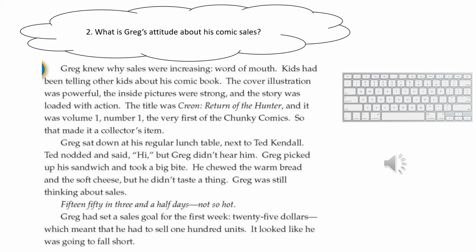Number 2. Type your answer underneath it. What is Greg's attitude about his comics? Does the narrator know Greg's thoughts and feelings? How do you know?